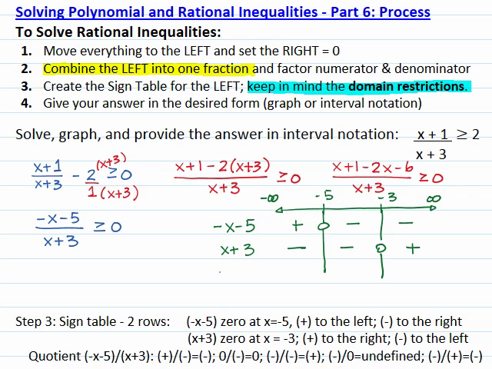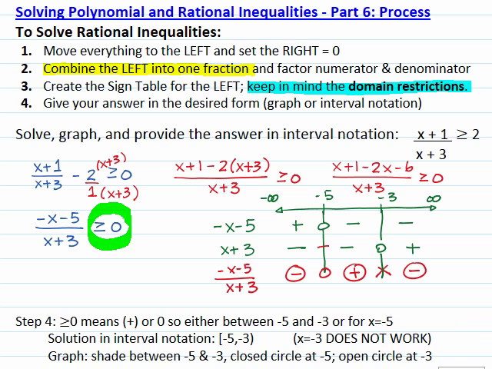And the final expression, that is the quotient of the two, and it is the expression on the left of our inequality, will be negative divided by a negative, positive, then 0 at negative 5, then positive, will be undefined when x is negative 3, because a positive divided by 0 is undefined, and it will be negative to the right of negative 3.